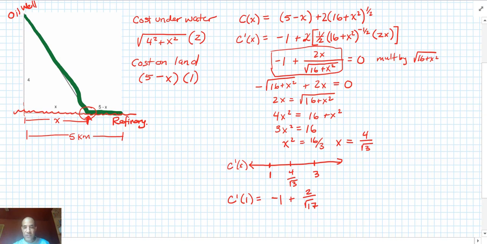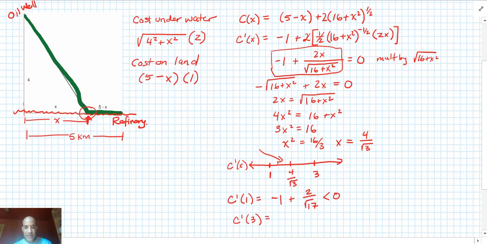I can tell 2 over the square root of 17 is a pretty small number, smaller than 1 anyway, so I know that this is negative. I'm not going to worry about what it's actually equal to, getting a common denominator, adding those together. All I care about is whether it's positive or negative, and I know that that's negative. So the function is decreasing on that interval, and then I'm going to plug in 3.